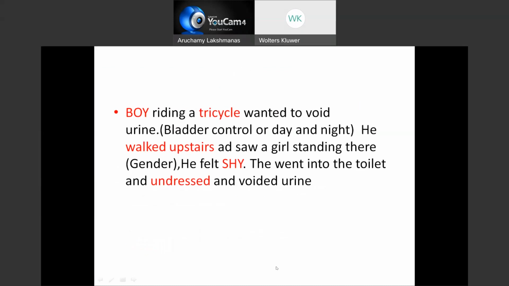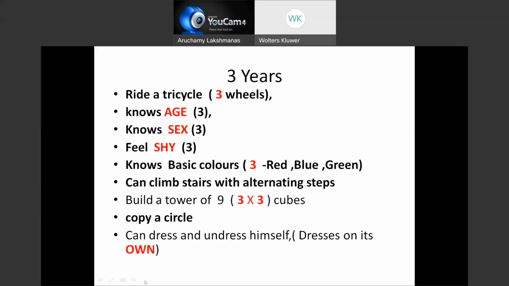So it can climb stairs with alternating steps, like we are walking now: one step, the next foot is the next step. Builds a tower of 9 cubes, this is 3 into 3 cubes. They can copy a circle. As I told you, locks STD, no? Like that. It can copy a circle. Can dress and undress himself. So dresses on its own.